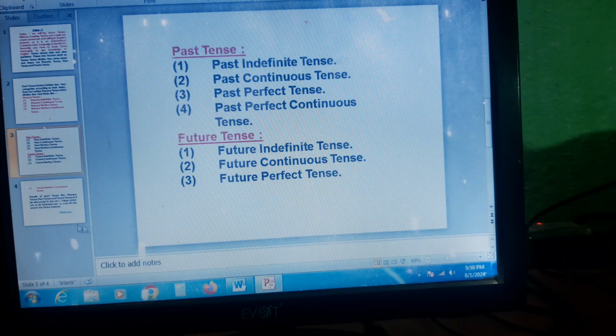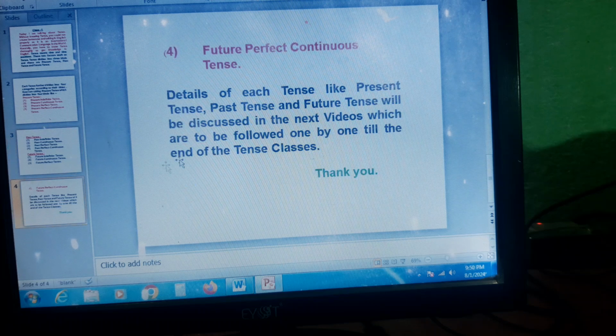Now I am going to the fourth slide. Number four, future perfect continuous tense. Details of each tense, like present tense, past tense, and future tense, will be discussed in the next videos, which are to be followed one by one till the end of the tense classes.